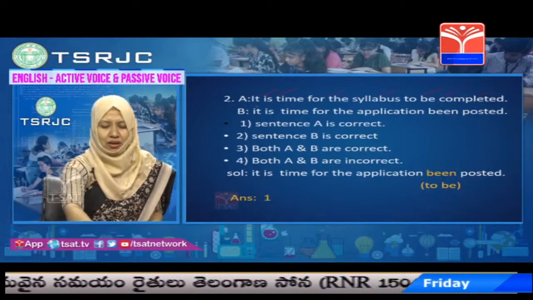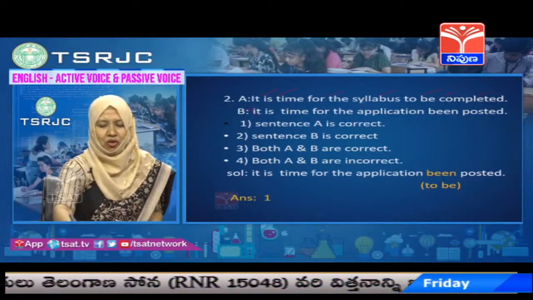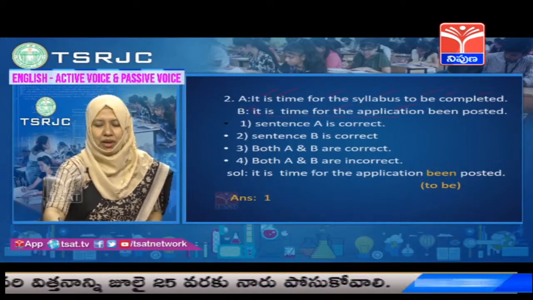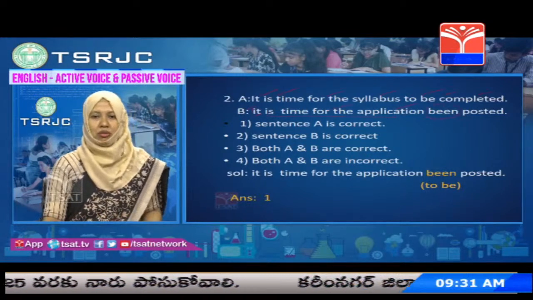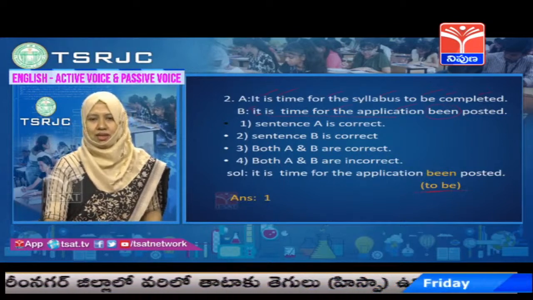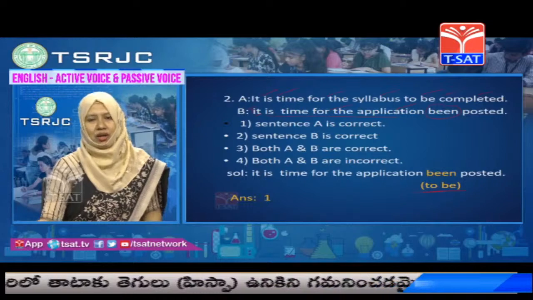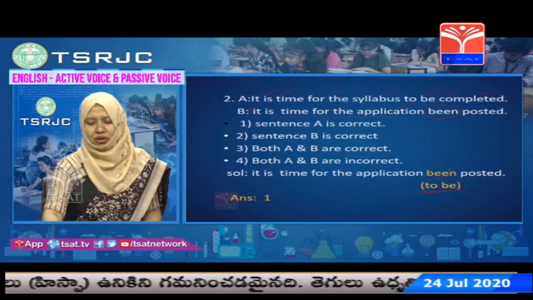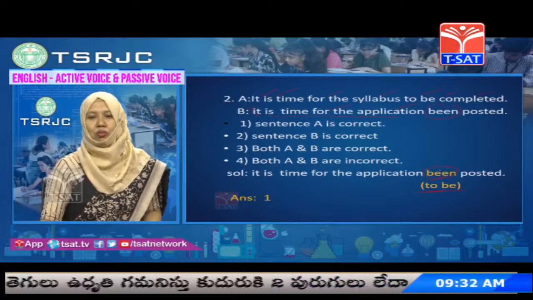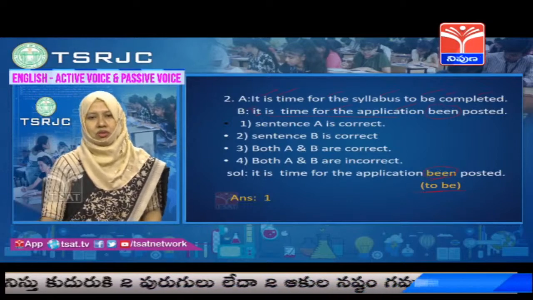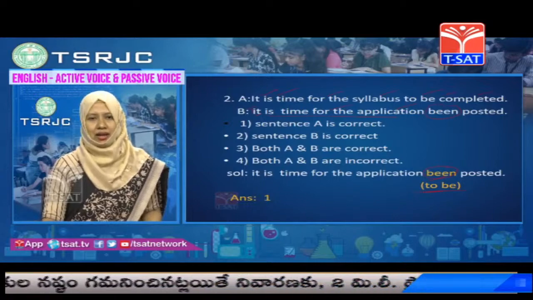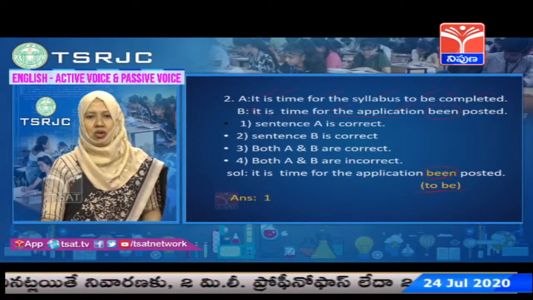If you see here, it is time for the application, till here the sentence is correct, but here in being posted, before being, to be is missing. The actual sentence should be, it is time for the application to be posted. This being form of verb is wrong. You should use to be posted. So the correct answer is, sentence A is correct, sentence B is wrong.